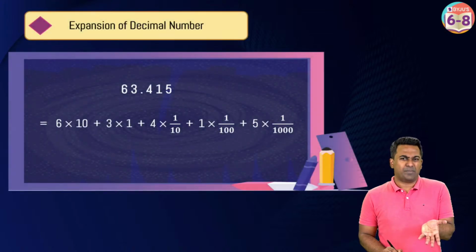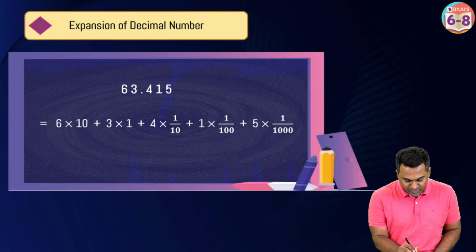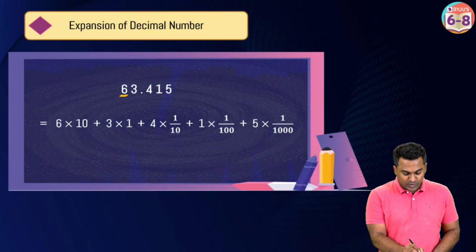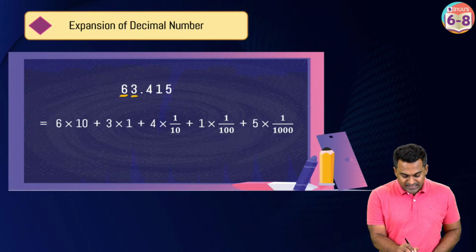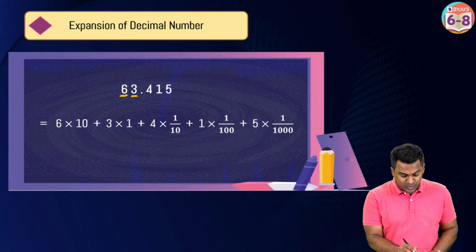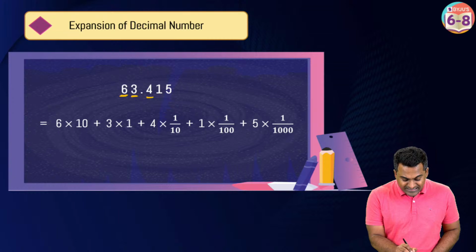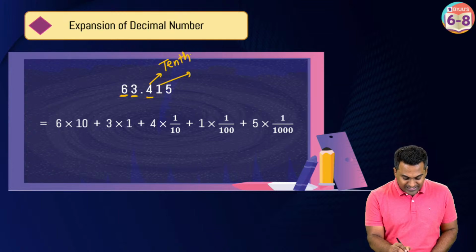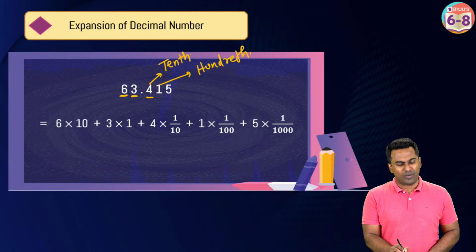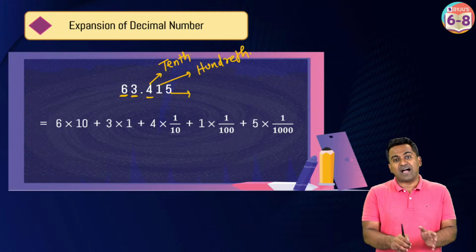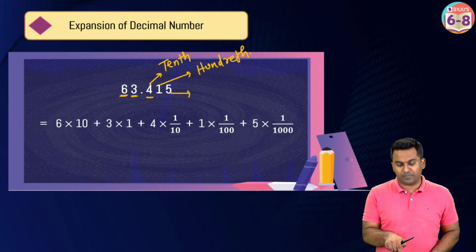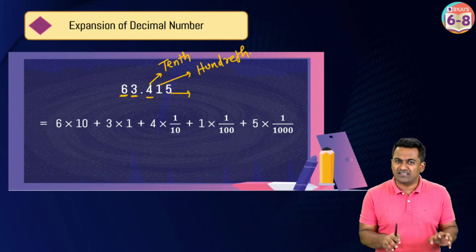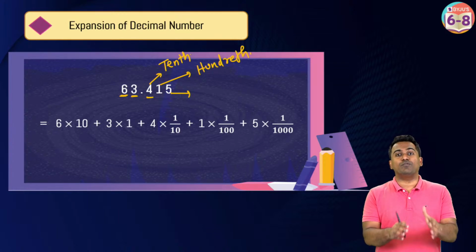So that's going to be called the fractional part, and this is how we break up a decimal. I'm sure you guys are familiar with this. Now this is the digit at the tens place, 6, so that gets multiplied by 10. This digit 3 is at the units place or the ones place, so that gets multiplied by 1. This digit 4 is at the tenths place, so that gets multiplied by 1/10. This is the digit at the hundredths place, so that gets multiplied by 1/100. And this is the digit 5, which is at the thousandths place, and that gets multiplied by 1/1000. So we have seen the expansion of a decimal number.